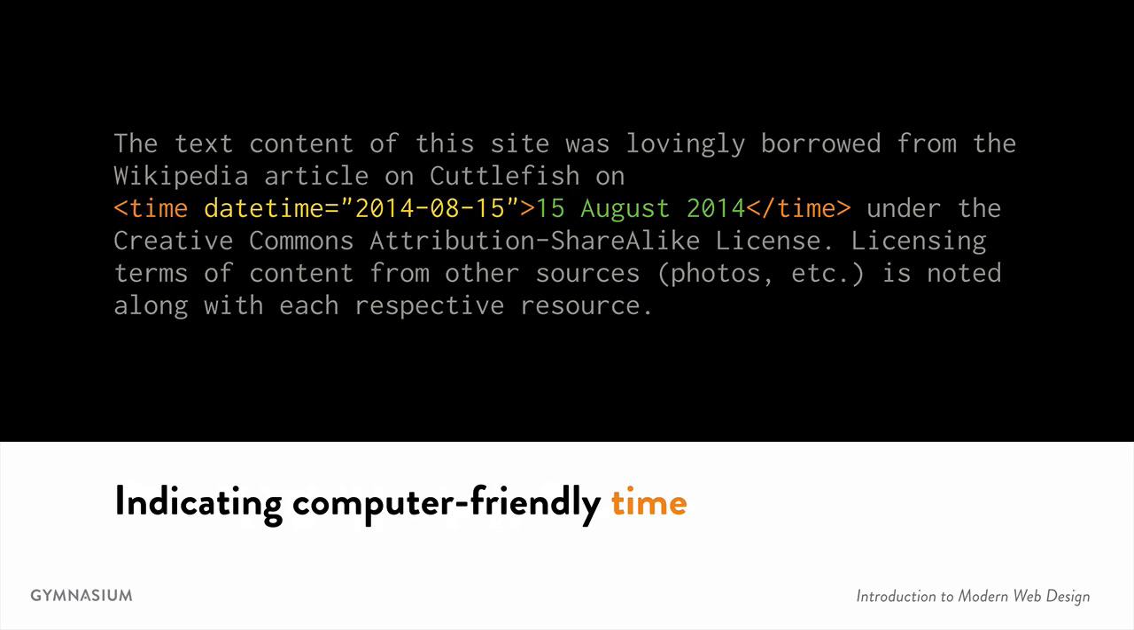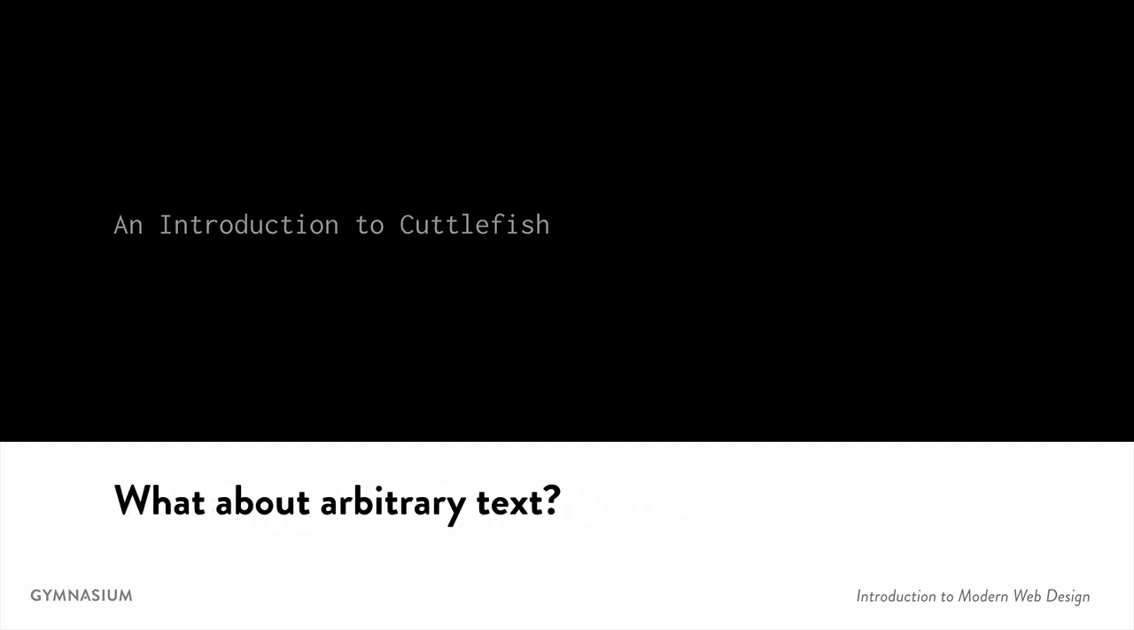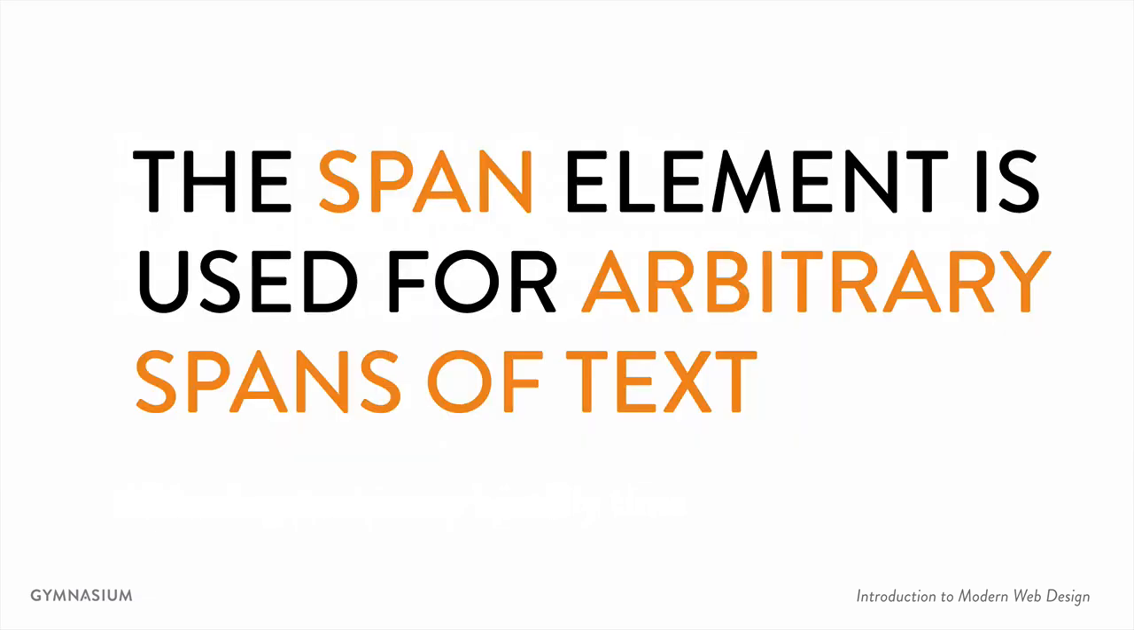Now I've talked about a bunch of different options with respect to HTML that exists, so tags that are available to us, elements that exist within HTML, but sometimes those semantics aren't enough, even with classification, to do what we want them to do. So how do we deal with arbitrary bits of text? Here we have an introduction to Cuttlefish. If I wanted to select a portion of this, I could use a span element. This is used for arbitrary spans of text.